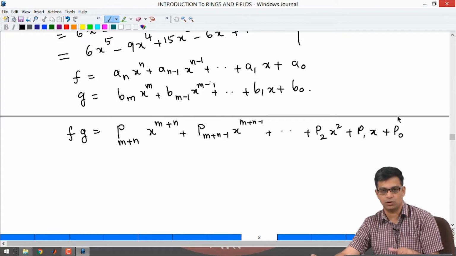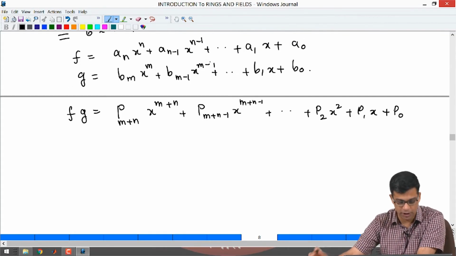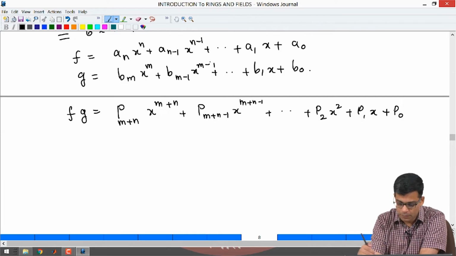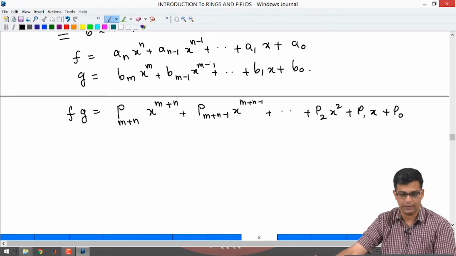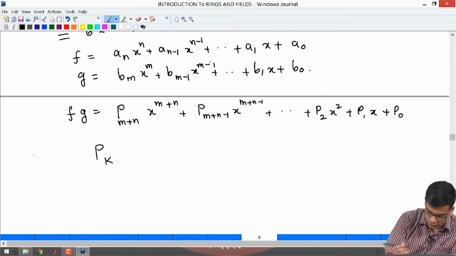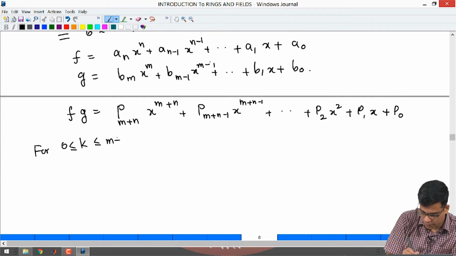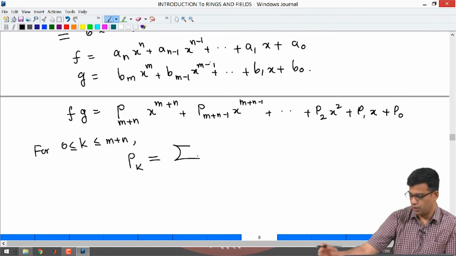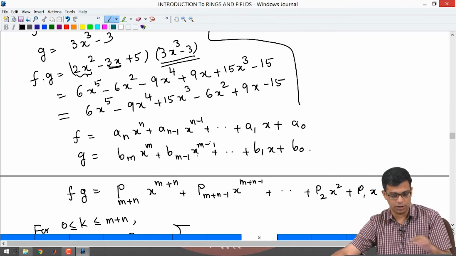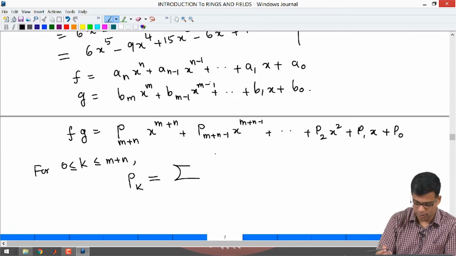So, I am using p_i to denote the coefficients of fg. Now, I need to tell you how to find the coefficients p_i, because in order to tell what fg is, I need to simply tell you what the coefficients are. These coefficients will be described in terms of the coefficients of f and g. So, what is p_k? For k between 0 and m plus n, p_k is equal to, okay. If I write down the formula, you can quickly check using the example and the definition of multiplication of monomials that this is correct, and this is fairly straightforward.